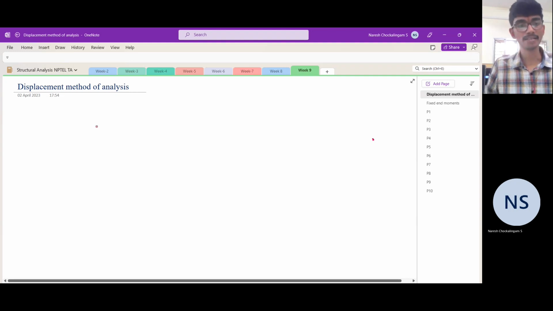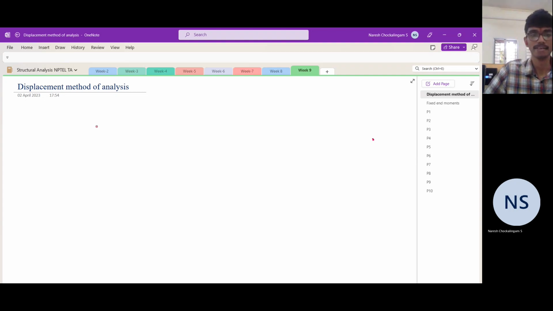So today we'll be looking at the displacement method of analysis. The past few sessions, we have been looking at various methods to analyze statically indeterminate structures.